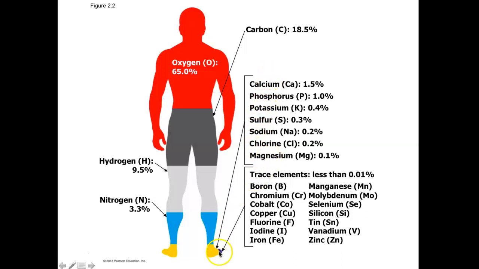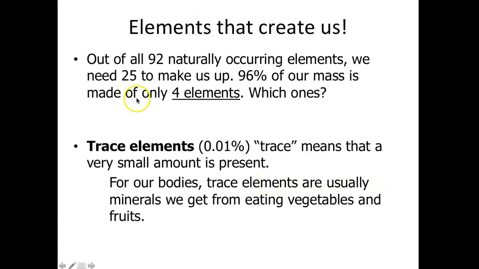And then there's a very small amount in our body that are under this category of trace elements. So trace elements are less than 0.01% of our body, but they're very important. You need everything here in order to function. Even though you need them in very small amounts, they're very important. So what trace elements means is that there's a very small amount present, right?